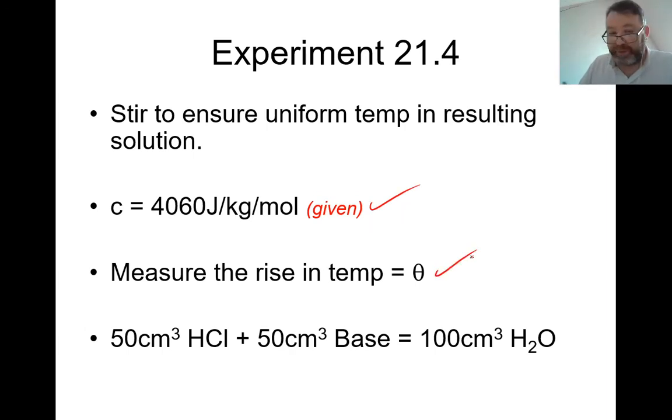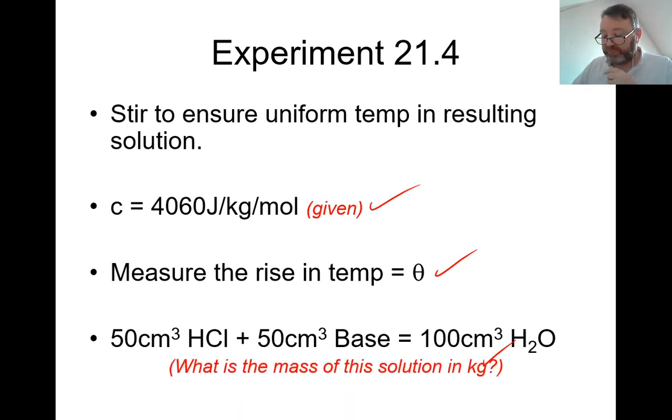We have a rise in temperature which we have recorded on the thermometer, because we've recorded our starting temperature and our finishing temperature, and we now know that in the beaker is 100 centimeters cubed of water. So let's go to the formula. E equals mc theta. Mass, I told you, has to be in kilograms.